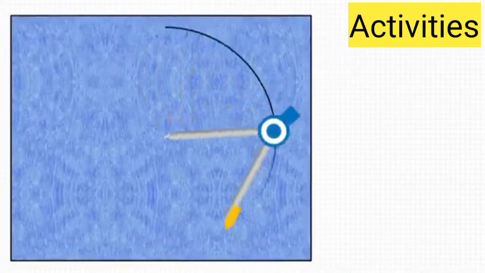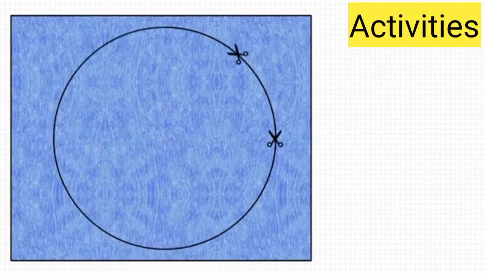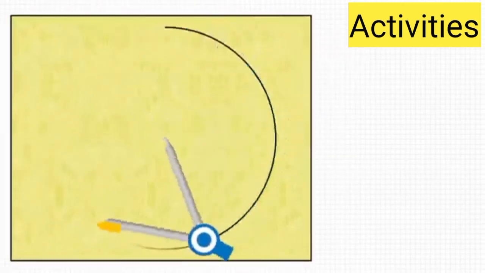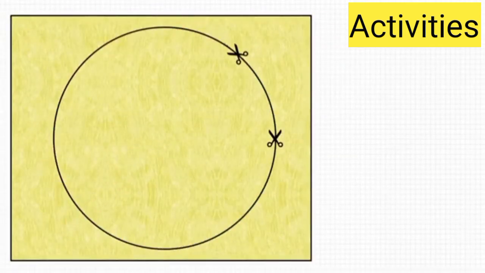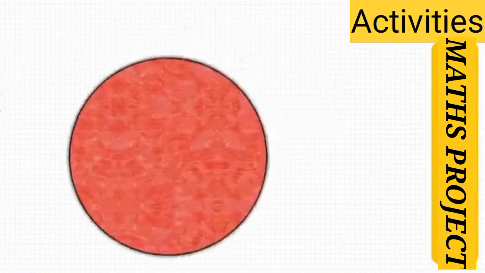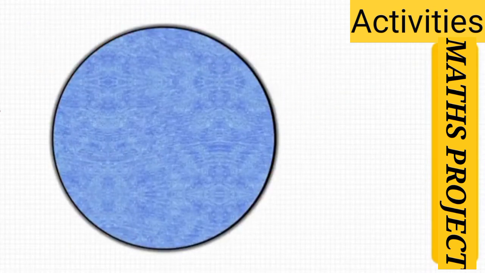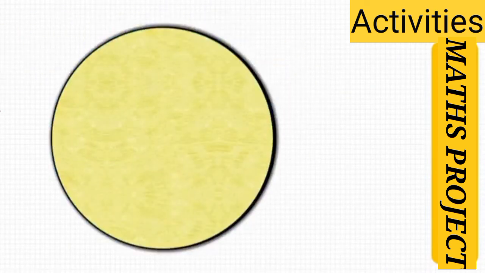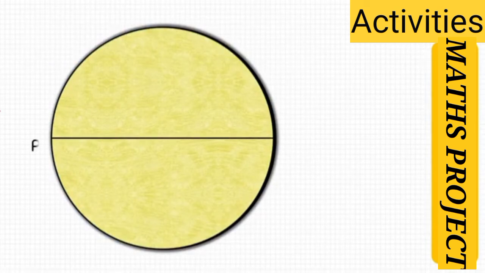Now, we have to cut out 2 more circles of the same radius but with different colors. Like, I have taken a blue sheet and a yellow sheet. Now take all the 3 circles and place them over one another. Then draw any diameter PQ on this yellow circle. With the help of a black marker, mark the points P and Q on the edges of all the 3 circles.